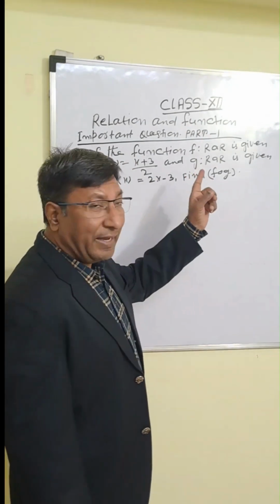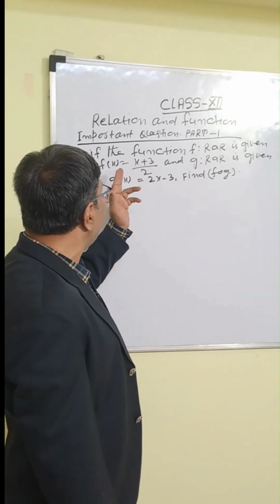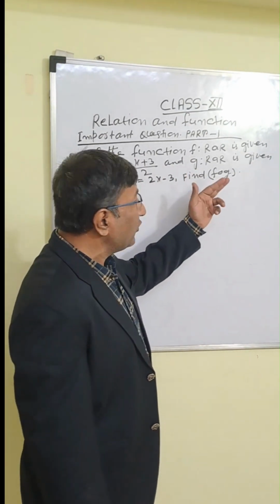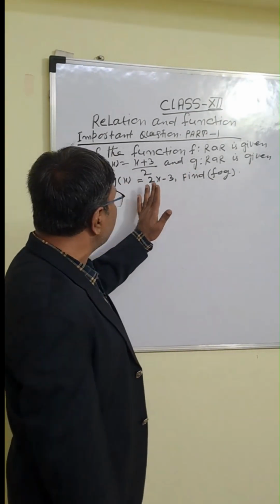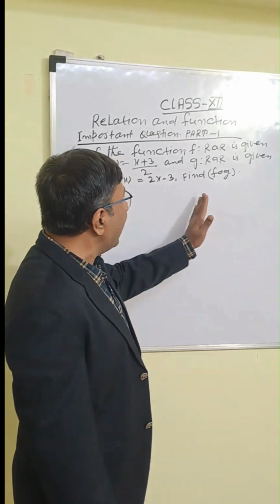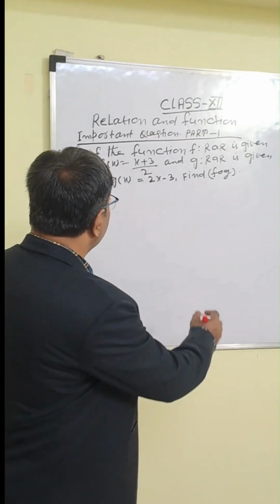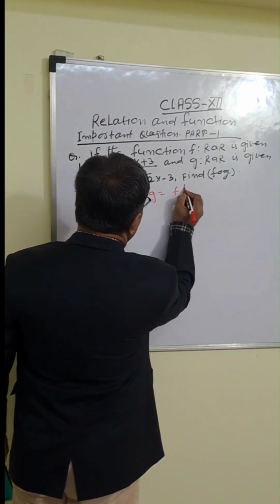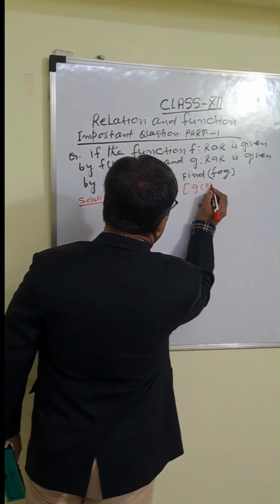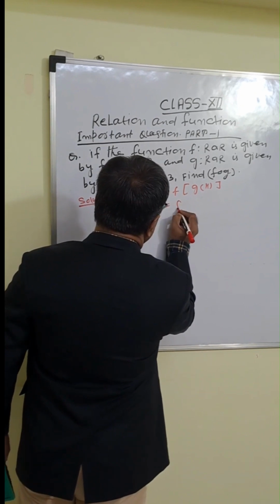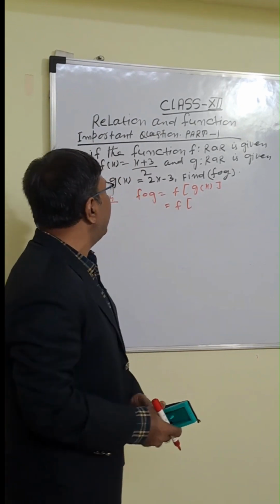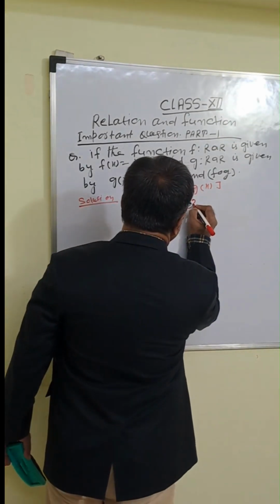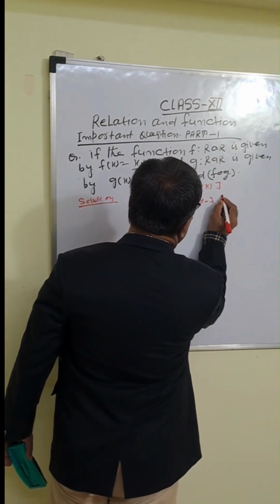Next, f from R to R is given by f of x equal to x plus 3 by 2, and g from R to R is given by g of x equal to 2x minus 3. Find fog. For this type of question, the simple technique is that fog equals f of g of x, right? And g of x is already given as 2x minus 3. Just put the value of g.